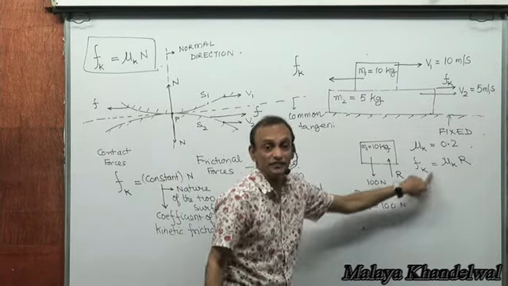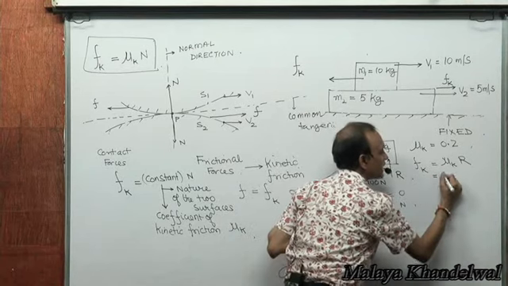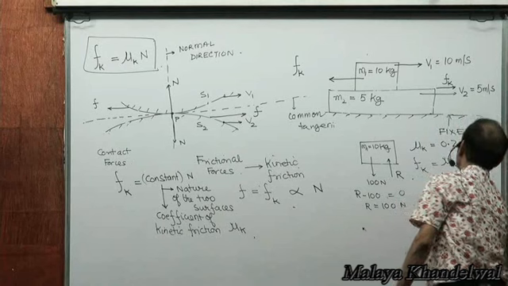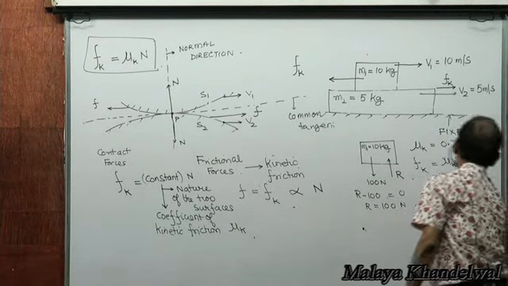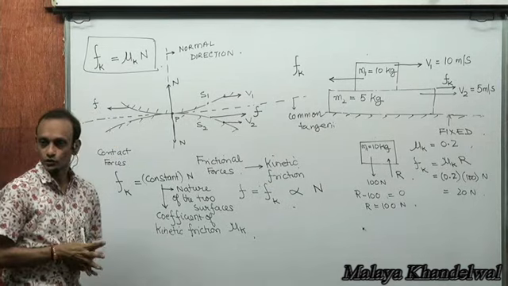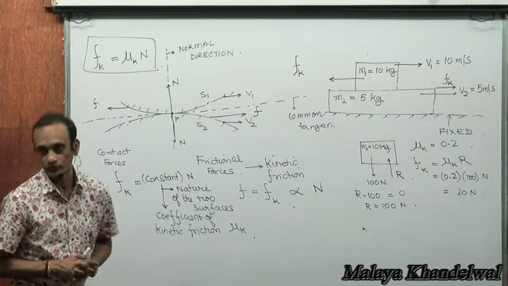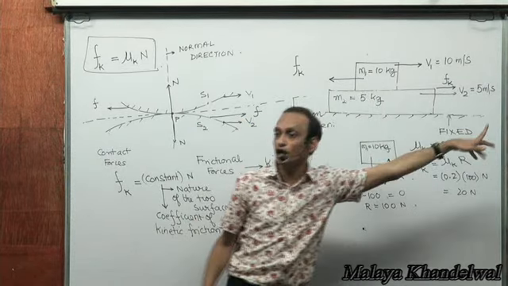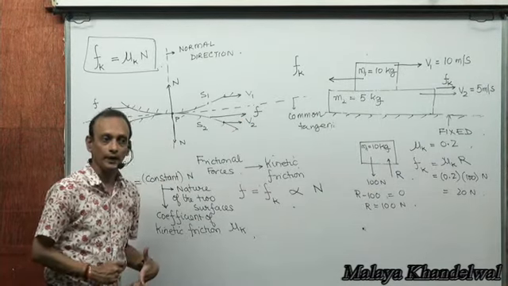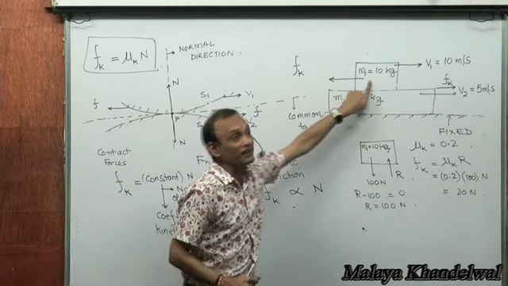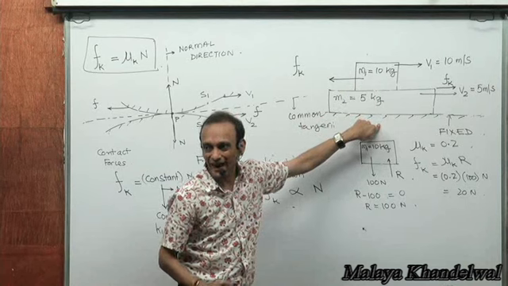So the kinetic friction between the two surfaces is obtained as 0.2 into 100 newtons, which is 20 newtons. And that 20 newtons acts on M1 to the left and on M2 to the right. So, M1 is retarded, M2 is accelerated.